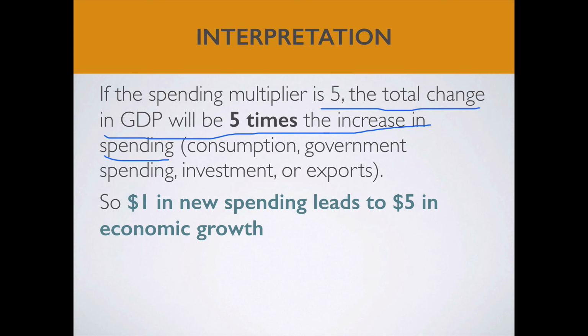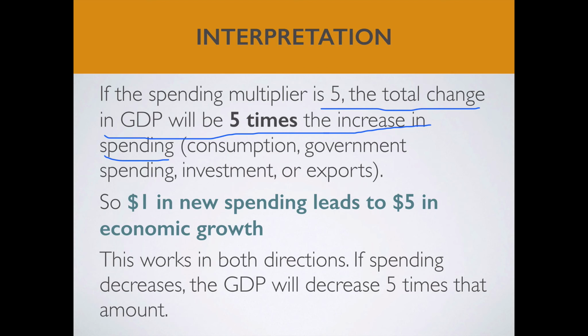Okay, that's the implication of the multiplier. So $1 in new spending leads to $5 in new economic growth. And this works equally well in both directions. If spending was to decrease, then the GDP will decrease 5 times that amount, right? Again, negative $1 leads to negative $5.